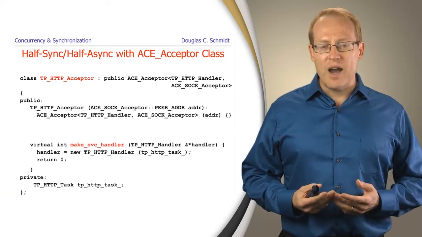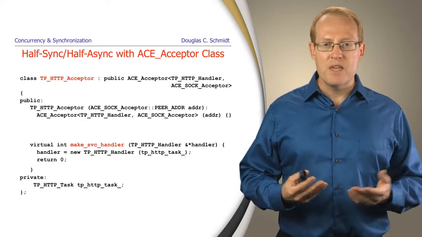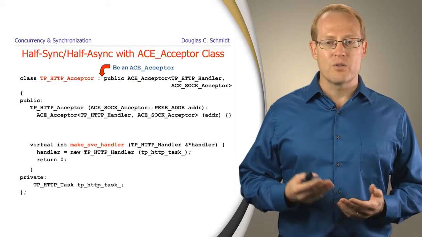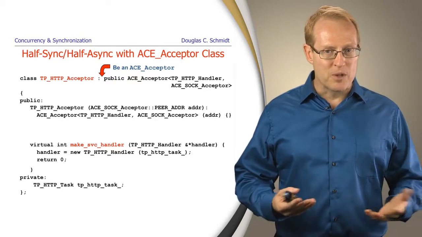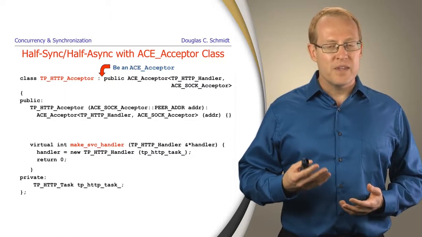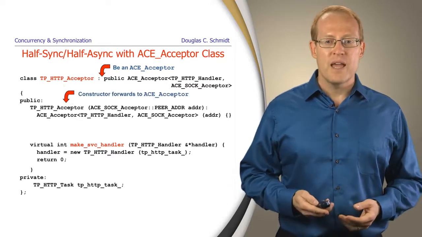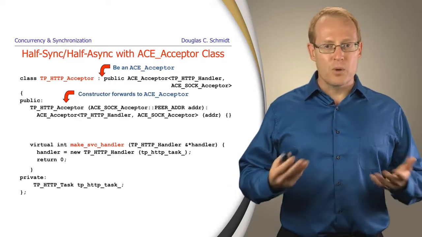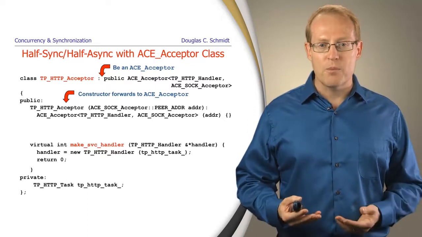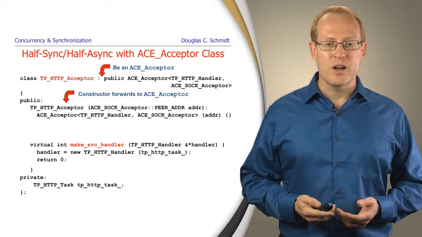Let's take a look now at our thread pool HTTP acceptor class, or TP HTTP acceptor class, which of course is an ACE acceptor, so it uses all the capabilities that ACE acceptor provides. It's parameterized using the TP HTTP handler class, which we looked at earlier, which is a service handler. And its constructor simply forwards down to the constructor of ACE acceptor, which will go and listen on the appropriate port number, in our case, most likely port 80, unless we decide to override that somewhere else.